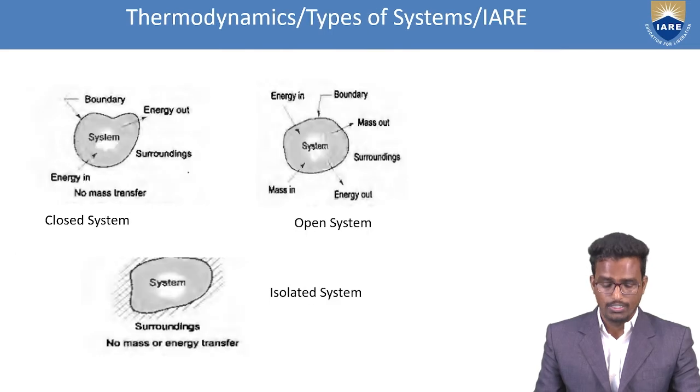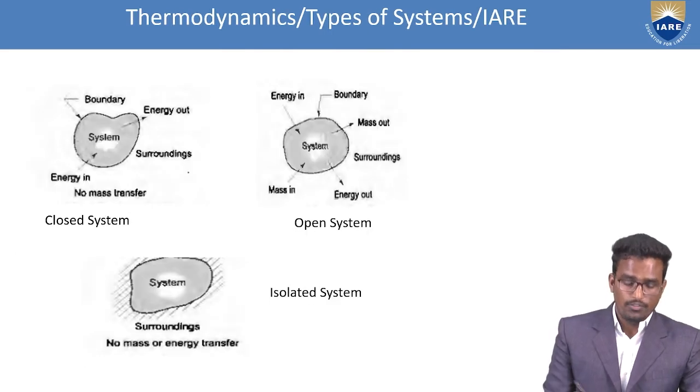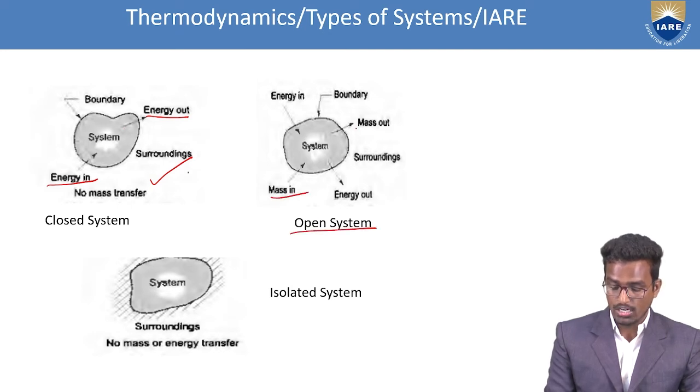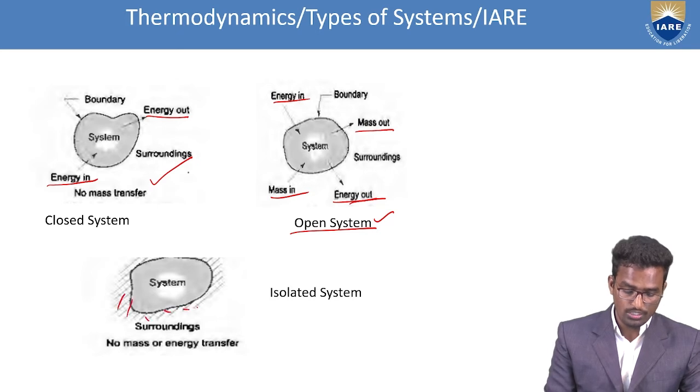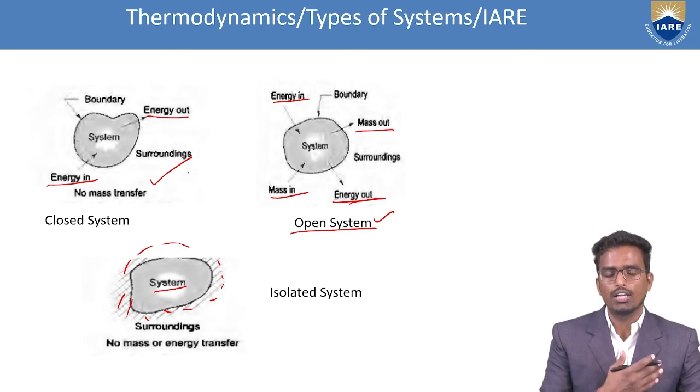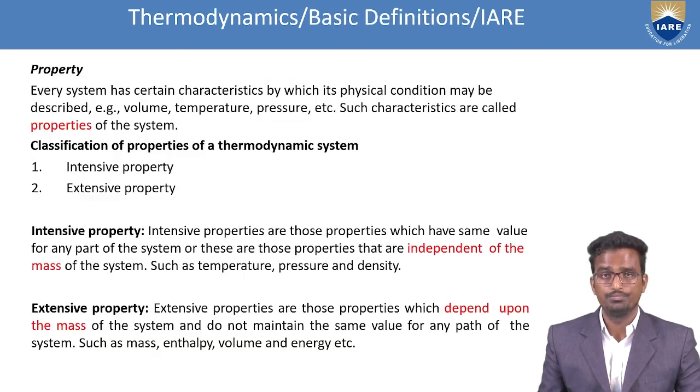Okay, right. The examples are shown here. This is a closed system: only energy in and energy out take place, but there is no mass interaction. In an open system, mass in and mass out take place, and energy in and energy out take place. That we call the open system. In an isolated system, it is fully enclosed by an outside wall, so there is no interaction of mass or energy. That we call an isolated system.